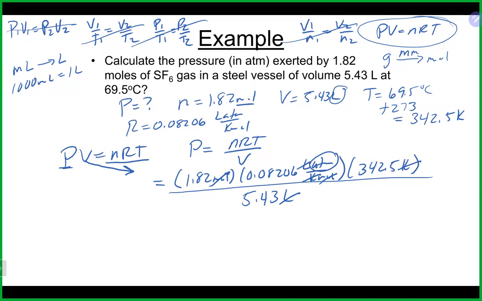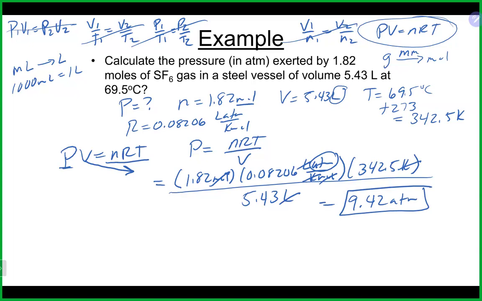And we go 1.82 times 0.08206 times 342.5 divided by 5.43. Going to yield me a 9.42 atmospheres as our pressure in this case. Questions on that one there?